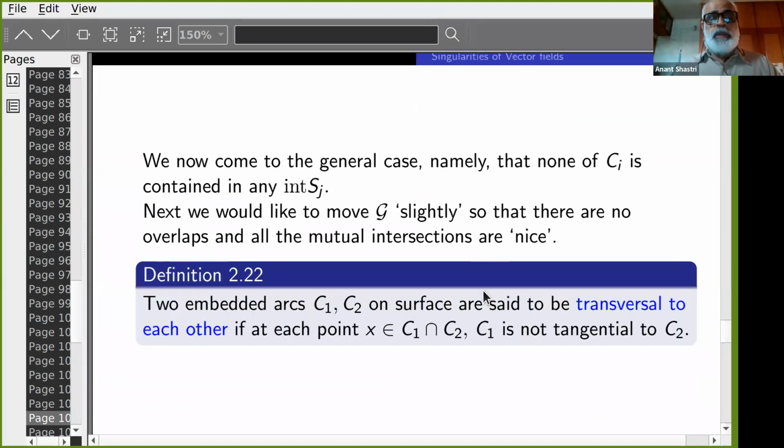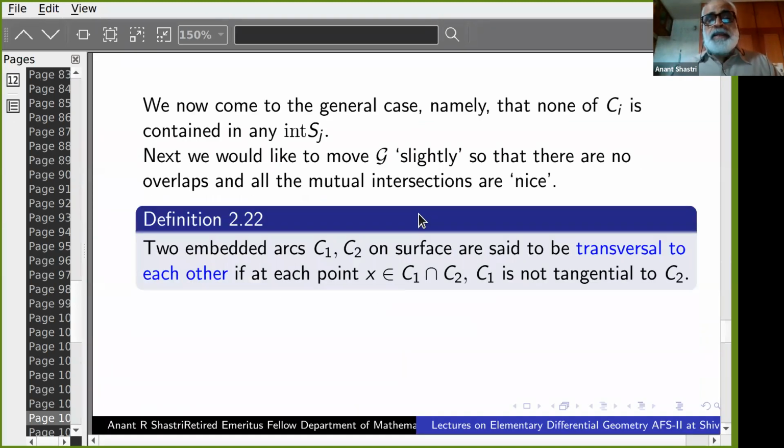Okay, so let me make these definitions clear. Two embedded arcs, C1 and C2, on a surface are said to be transversal to each other. This is the definition from differential topology. This is a symmetric relation. At each point of the intersection, what should happen? The tangent to C1 and the tangent to C2 must be independent. So C1 is not tangential to C2.